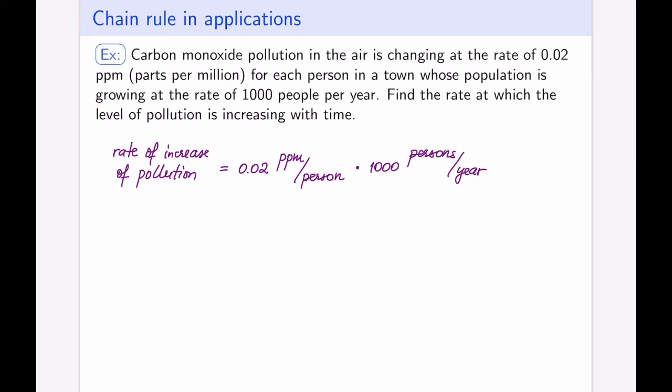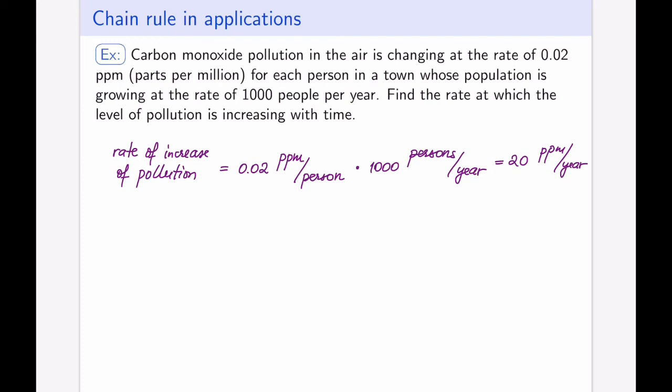Let's see if the units check out. Well, there's persons on the bottom and persons on the top, so these two numbers will cancel out. And in terms of units, we will end up with parts per million per year, which of course does make sense in terms of the rate of increase of pollution. So our physical number here is going to be 0.02 times 1,000, so 20. And in terms of units, we're going to get parts per million per year. So the units make sense, and therefore this seems like the right approach to take.